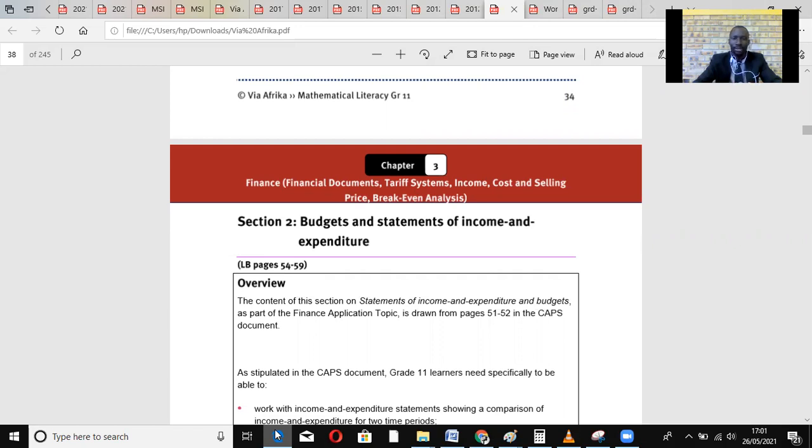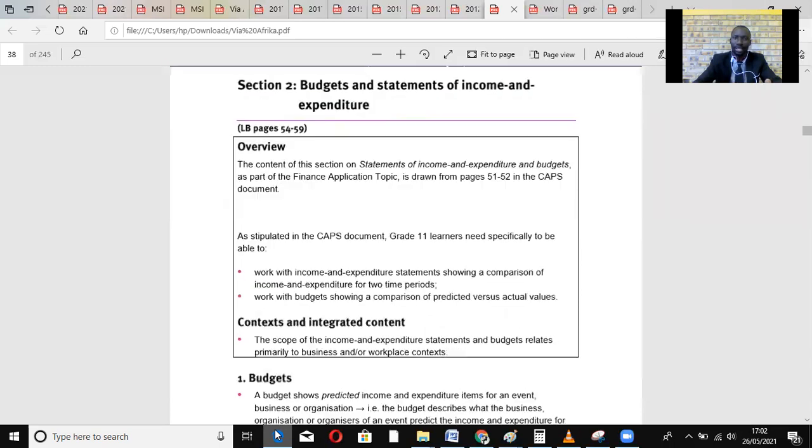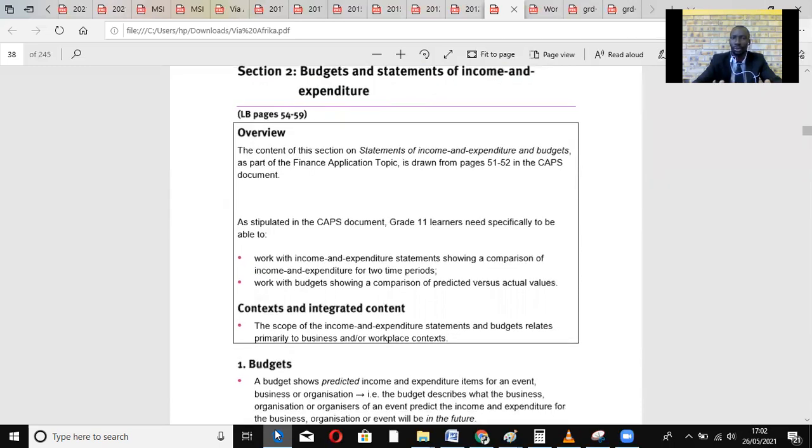Now, in this lesson, we would like to extend our discussion of financial documents and tariff systems to include section 2. Section 2 is about budgets and statements of income and expenditure. Okay, budgets and statements of income and expenditure. Now, how are we going to handle this? Well, let's just have a quick overview of what we are going to be handling in this section.